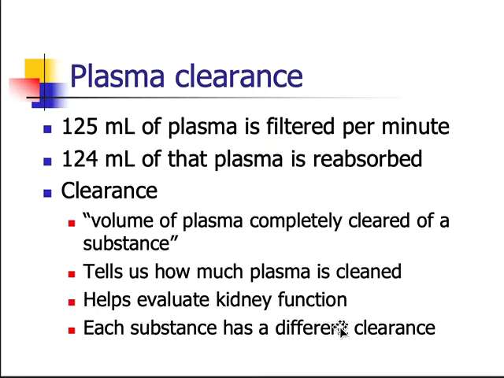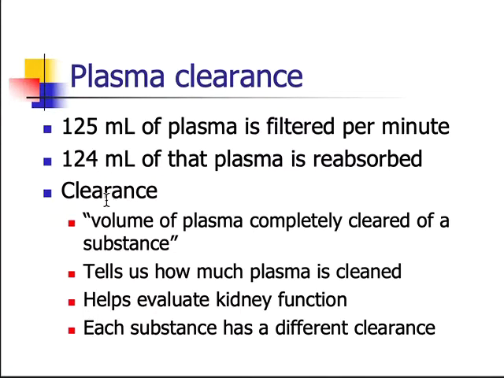So now we're going to talk about plasma clearance, and this refers to how much of a substance you remove from the plasma. So recall our GFR is 125, right? So that's how much plasma you filter per minute. That's the GFR, 125 mils, okay? And 124 of those milliliters are reabsorbed, right? So each minute you lose about 1 mil, right?